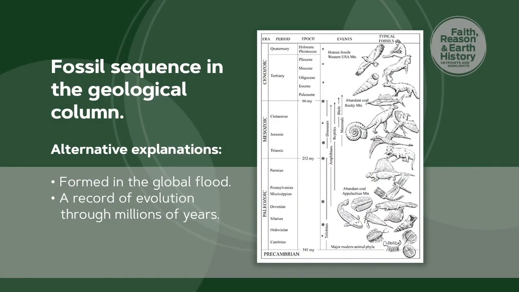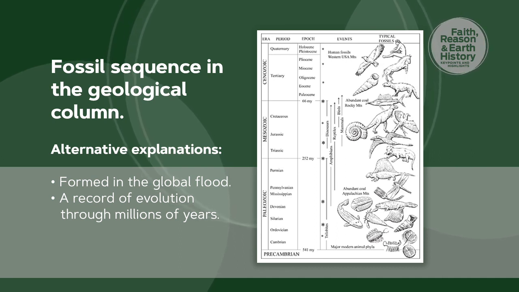In this session, we're going to discuss why there is a sequence in the fossil record. Why is it that at the lower part of the fossil record you have mostly invertebrates, mostly marine organisms, and they change as you go up to the top? There are two primary alternative explanations of this. One, the fossil record was formed in the global flood. The second one is it's a record of evolution through millions of years.